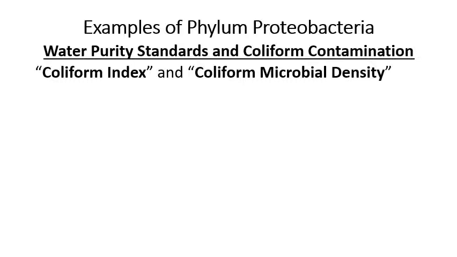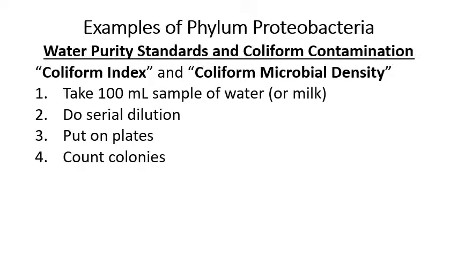All right, now let me take a brief diversion to discuss water purity standards and how we do a coliform index or a coliform count. The protocol is you take 100 milliliters of a sample of water or milk, and then you do something called a serial dilution, which I'll explain in a minute. Then you put the sample onto MacConkey plates, usually, and you count the number of colonies and the number of pink colonies. The number of pink colonies will tell you how many coliforms there are in that water sample or milk sample.